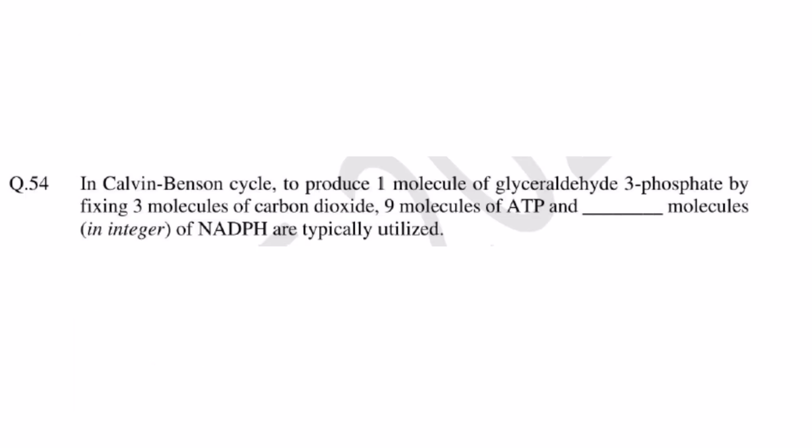Then next one. In Calvin-Benson cycle, to produce one molecule of glyceraldehyde 3-phosphate by fixing 3 molecules of carbon dioxide, 9 molecules of ATP and dash molecules of NADPH are typically used. So 9 molecules of ATP and 6 molecules of NADPH will be used in Calvin-Benson cycle.